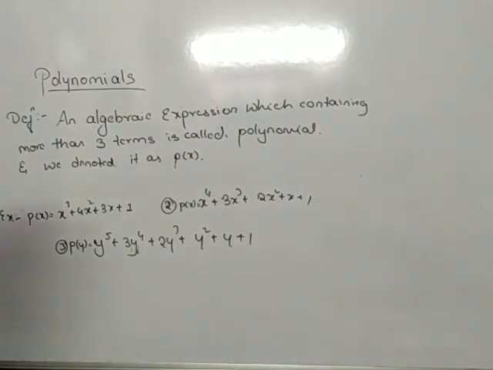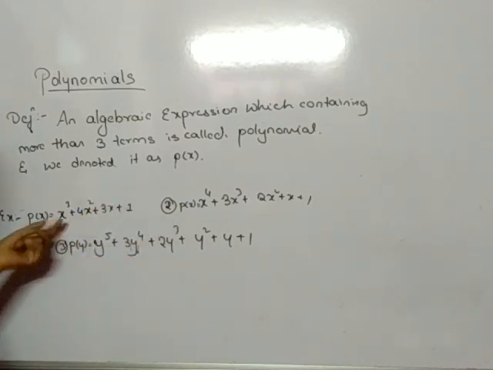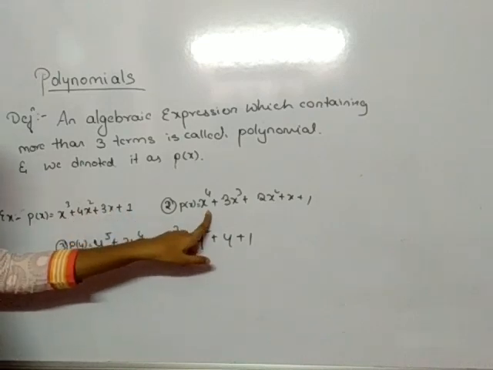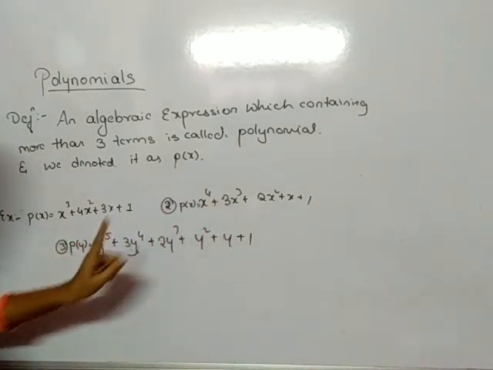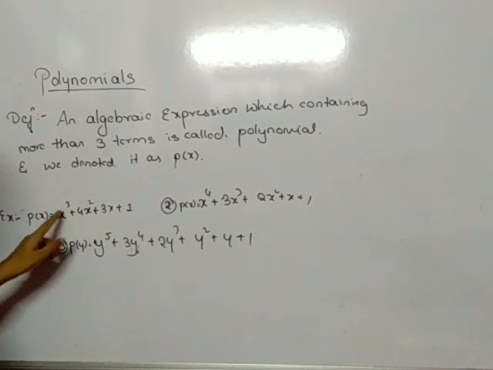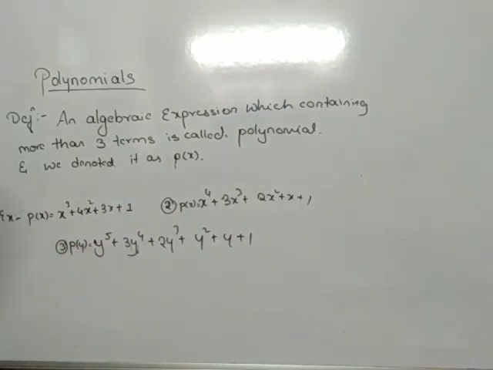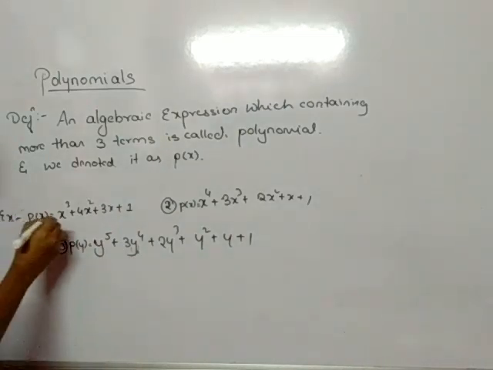Okay. Now we can observe in these three polynomials that x is the variable in the first polynomial, and in the second polynomial also x is the variable, and in the third polynomial y is the variable. Right? In these three equations the variables are, here x, here also x, and here y. Okay, and constants are the numbers.